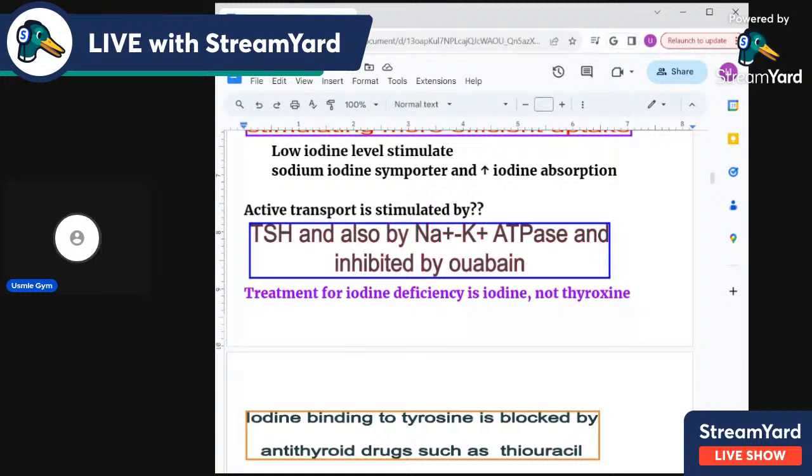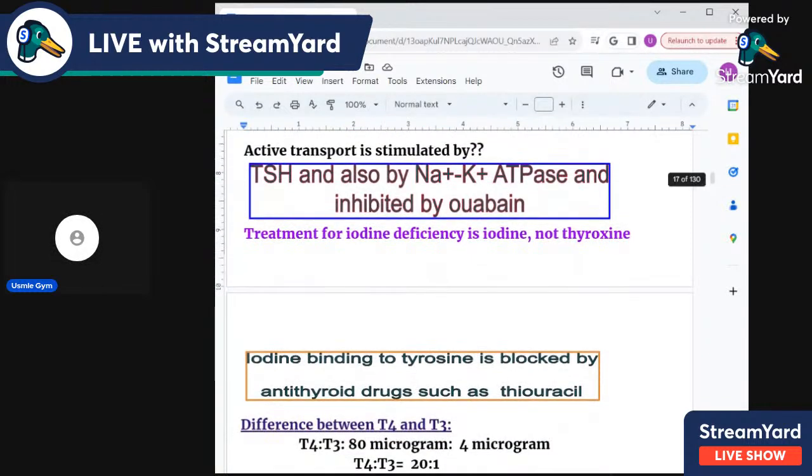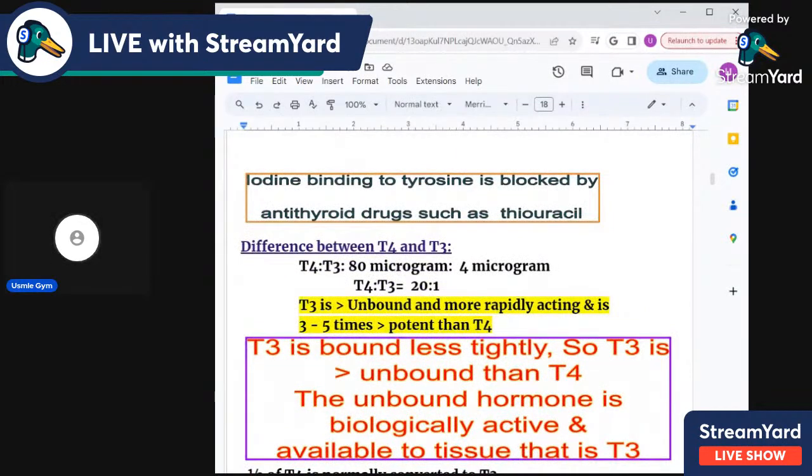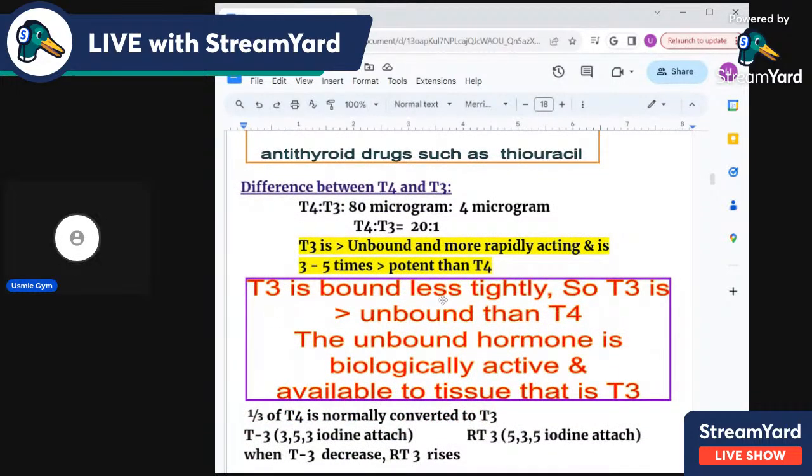What's the treatment of iodine deficiency? It's iodine, not thyroxine. Iodine deficiency is corrected with iodine. Iodine binding to tyrosine, because it attaches to the tyrosine molecules to make the thyroxine, is blocked by the anti-thyroid drug propylthiouracil. Now let's discuss the difference between T4 and T3.